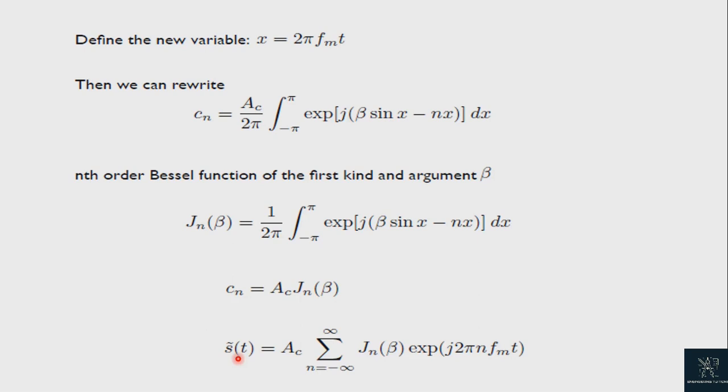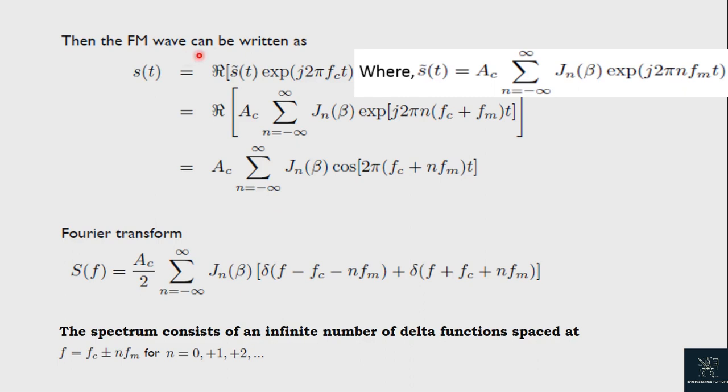which gives s-cap(t) is equal to Ac into the summation from n equal minus infinity to infinity of Jn(β) into exponential of j2π n fm t. Then the FM wave can be written as s(t) is equal to the real part of s-cap(t) into exponential of j2π fc t, which is equal to the real part of Ac summation from minus infinity to infinity Jn(β) into exponential of j2π(fc plus n fm)t.